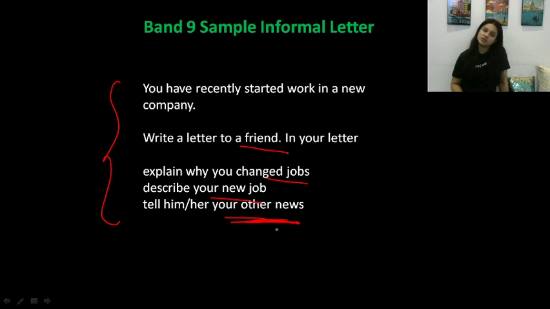What could this other news be? This could be anything about a wedding, about gossip, about a change in your life, about meeting a new person, falling in love, having a fight with someone. So this other news means that you're writing a letter to your friend and not just informing him about your job, but also talking about other things in life.